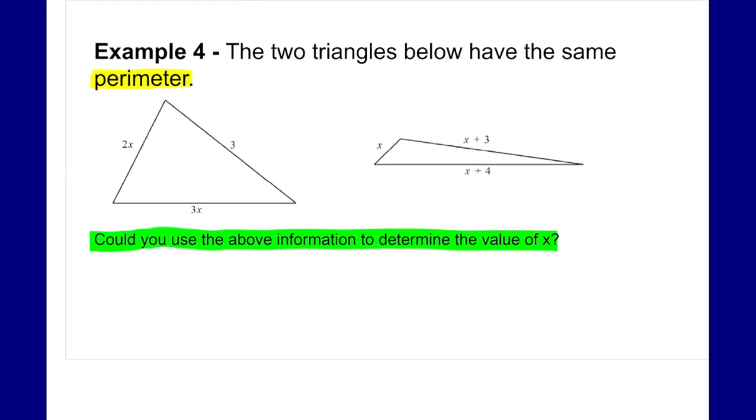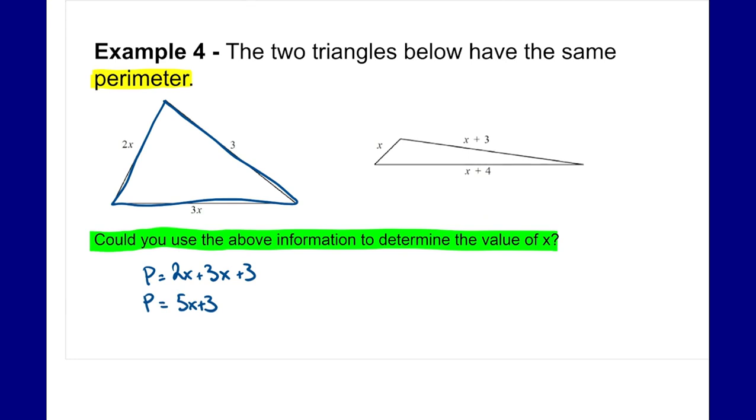So even if we don't know what to do, perimeter is given to us or mentioned. So let's try to find the perimeter. The perimeter is we add up all the sides, right? It's the distance around the object. So let's find the perimeter of each triangle. So 2x plus 3x plus 3. Collect my like terms. I have 5x plus 3 is the perimeter of this one triangle.